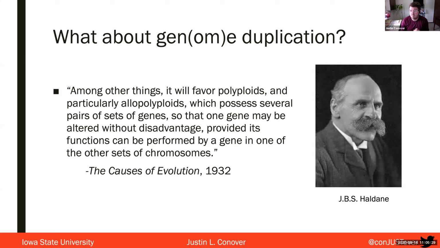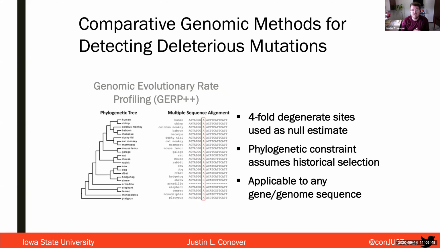This sort of logic has been used to infer the causes of neofunctionalization and subfunctionalization. But as far as a population genetics approach goes, this has not been very well tested at all. There are a few ways you can detect deleterious mutations. The method I'll be talking about today is called genomic evolutionary rate profiling, which is a comparative genomic approach.